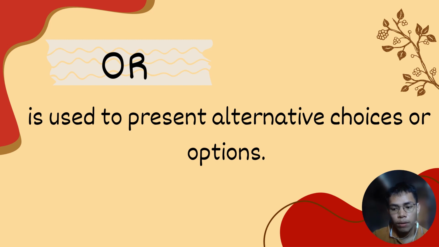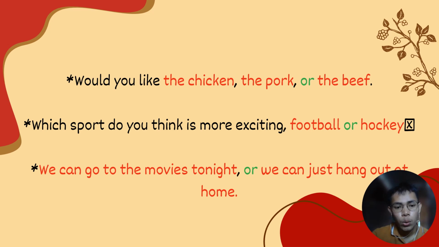Next is the flexible coordinating conjunction or. This is used to present alternative choices or options. Remember, choices or options. For instance, would you like the chicken, the pork, or the beef? As you can see here, the chicken, the pork, and the beef are phrases, and they're connected using the flexible coordinating conjunction or, to present that these three are choices or options.